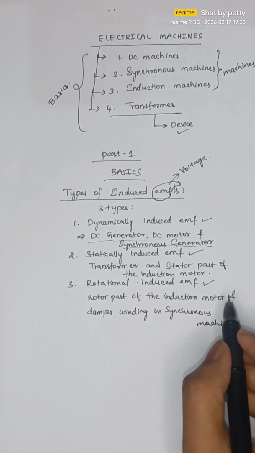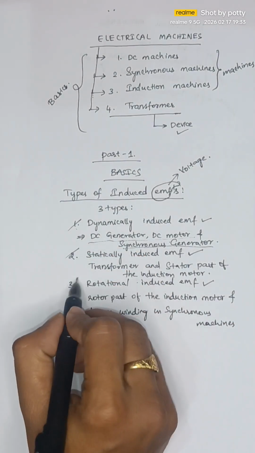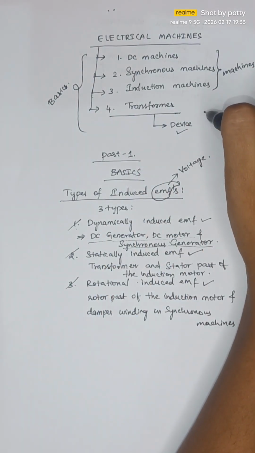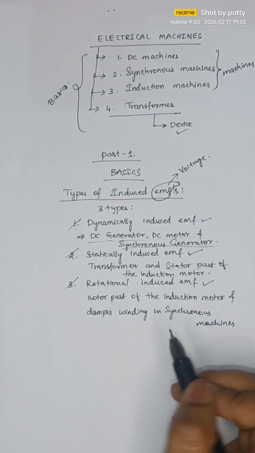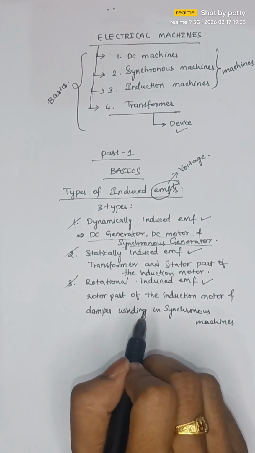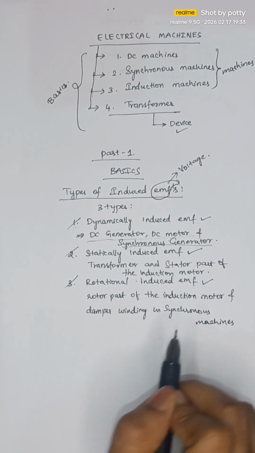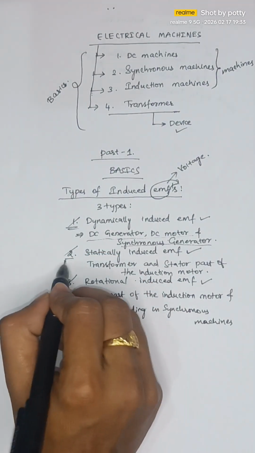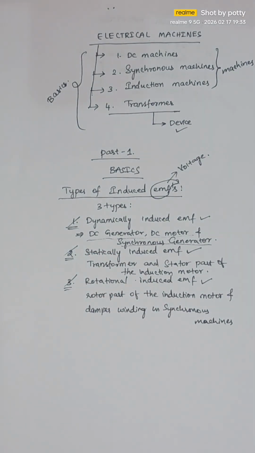These three types of induced EMFs we can observe in these four parts of the machine. In the next lecture we are going to briefly describe these induced EMFs and their types. Each part we can learn briefly in the next lecture, the basics lecture.